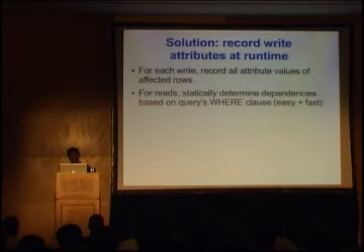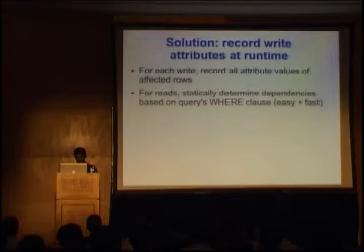So to solve this, we record the precise attributes to which the write writes at runtime. So for each write, we record all the attribute values that it writes to at runtime. And for reads, we statically determine the dependencies based on the read's where clause. Note that doing that is pretty fast, and it's also very easy to do.